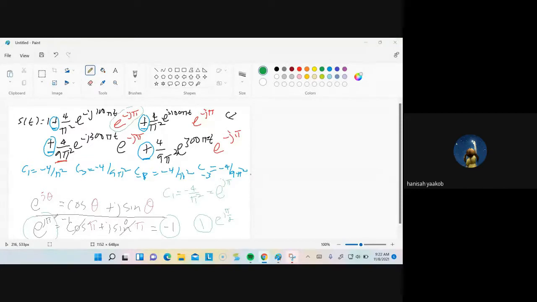May I interrupt? I think if you use radian in the calculator, we will get cos pi equal to -1. But if we don't use radian, we will get 0.999. So I think we have to use radian in the calculator. Yes, we'll get -1. Yes, you need to use radian.